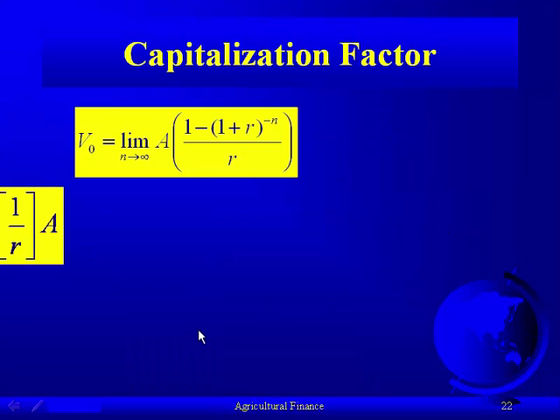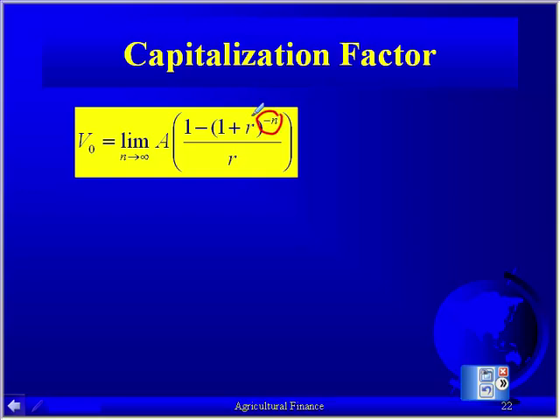I've placed this again on the slide. Let's first look at this. What happens if this N gets real large? Remember that 1 plus R to the minus N is equal to 1 over 1 plus R, to the nth by the rules of exponents. What happens now to this quantity as N approaches infinity?